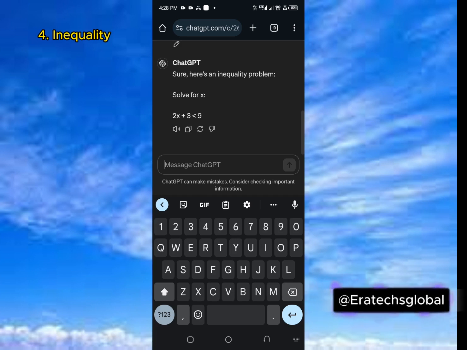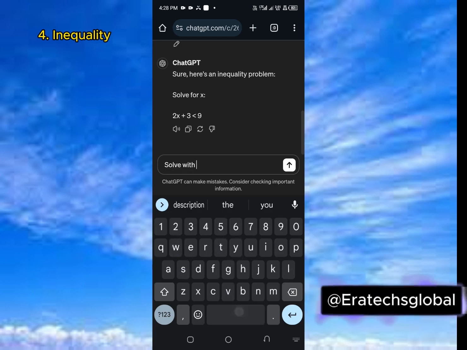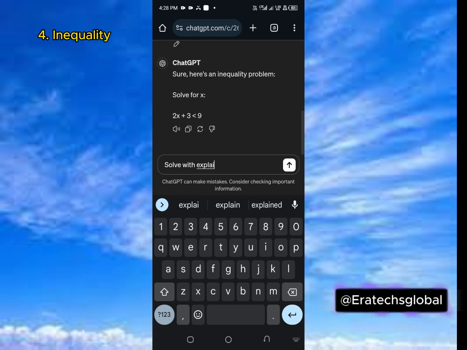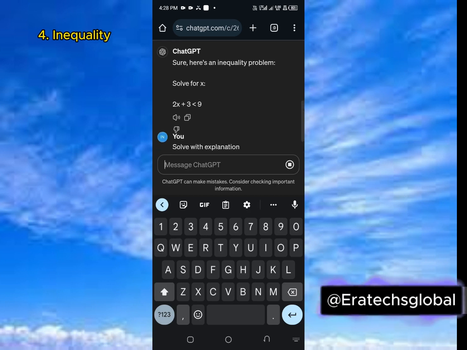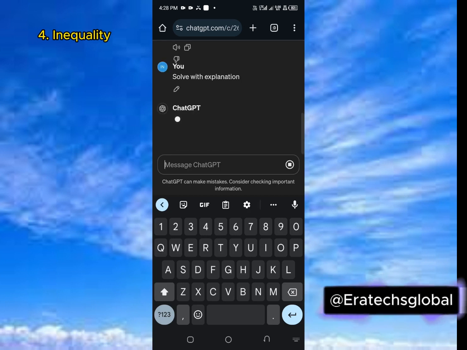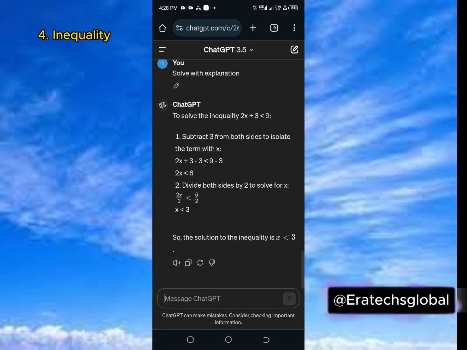Okay, you can solve this. If you don't know how to solve it, just tell ChatGPT, solve with explanation. That is the best way to tell ChatGPT. With that, telling ChatGPT to solve with explanation, you will be able to know accurately or adequately what it entails in solving an inequality problem.